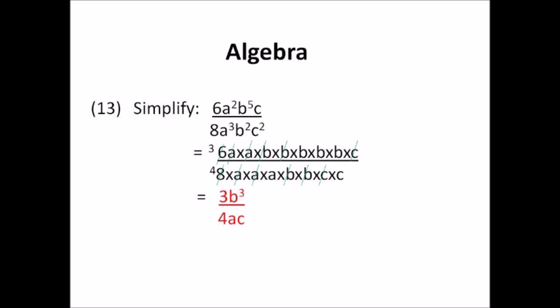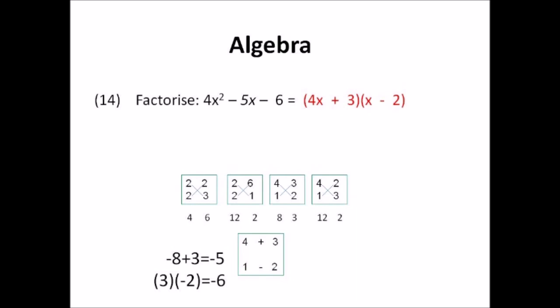Number 14, algebra, factorize. So you have to factorize, and remember, trial and error. So I tried different combinations and worked it out. Remember, you need numbers that add to get negative 5 and multiply to get negative 6. So it only has to be 4x plus 3 and then x minus 2, which is the only one that worked to give me that. And you just write your factors, and that's it. But you have to use trial and error, guys.